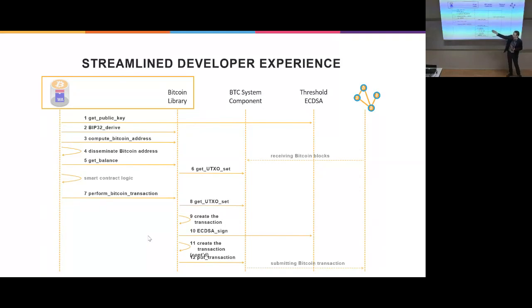This can again be done with a library call, which then does all the heavy lifting. So it would receive the UTXO set from the system component, it would create the transaction, it would do the ECDSA signing, it would add the signature to the transaction, and then it would submit the transaction to the Bitcoin network. So all of this would be done behind the scenes by the library. You make a simple call in step 7 for performing a Bitcoin transaction with some parameters, and that's it. So it's a very streamlined and easy developer experience that we have here on the Internet Computer to do natively integrated Bitcoin transactions, which is unique.